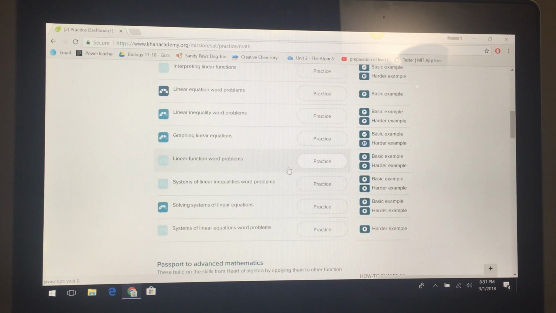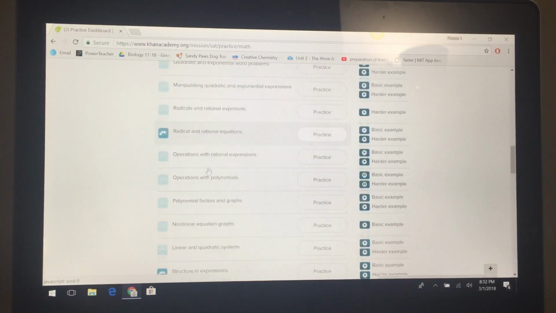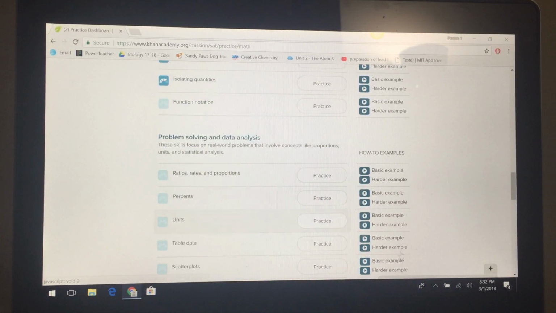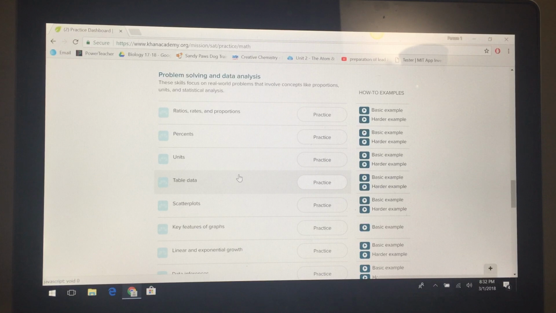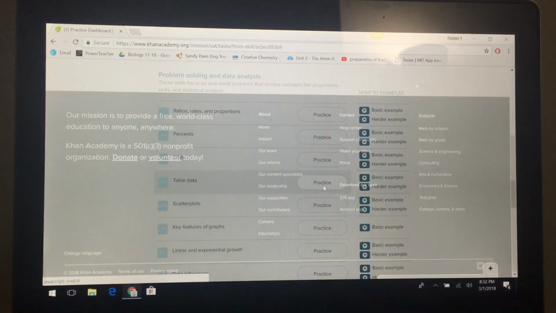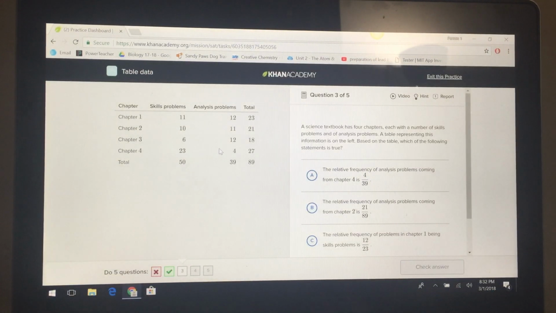You're gonna go to, I don't know, let's see. How about table data? You're gonna go to any of the practice. Any practice you want, you're going to click into. We're going to do table data right now. So we got our question over here.